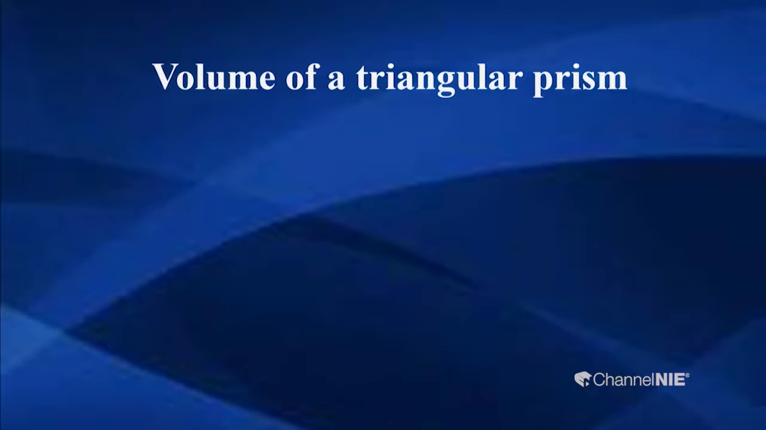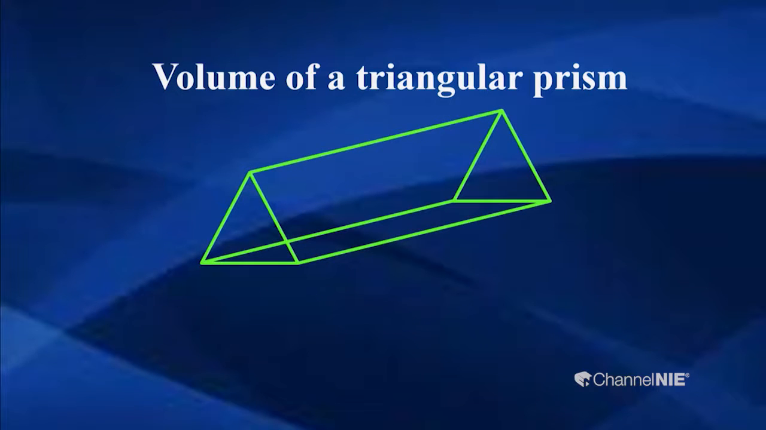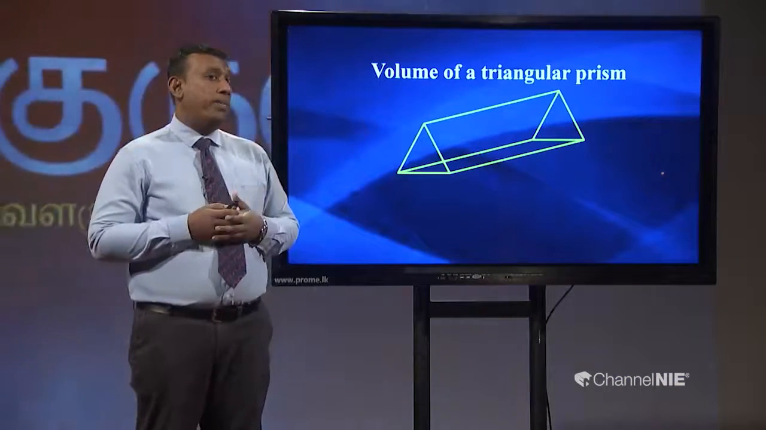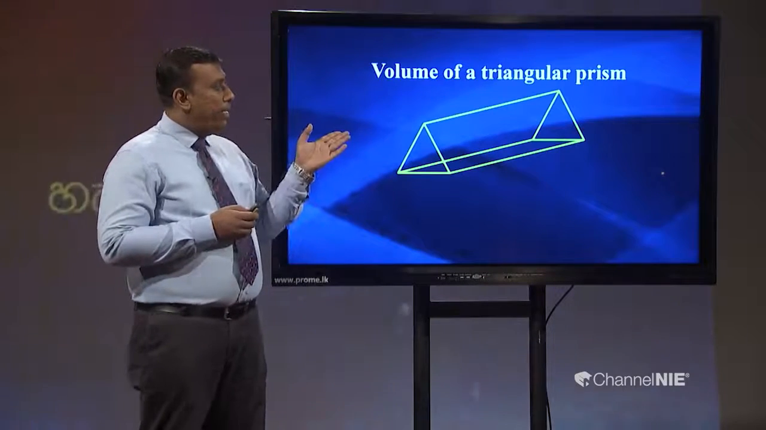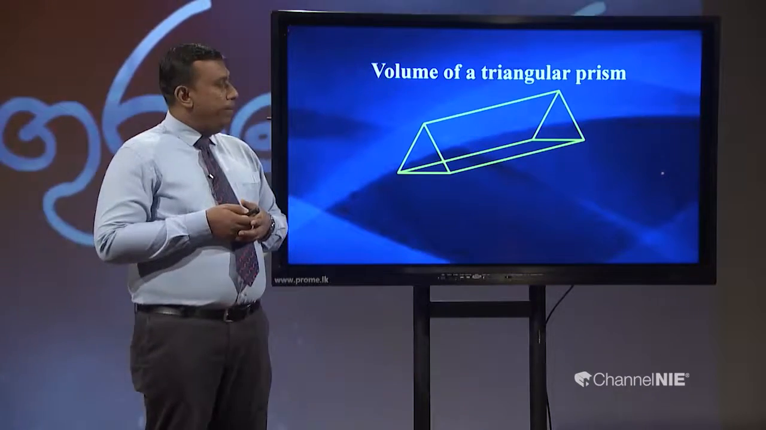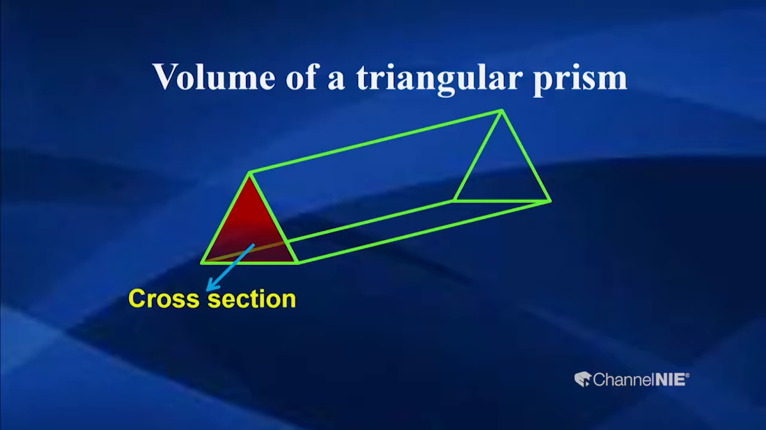Now going to talk about another one. This is also a very important uniform object, which we call the triangular prism. There are different types of prisms, but in our syllabus we have only the triangular prism. Here, considering this triangular part, that is the cross section of this prism. If you can find the area of this triangular part, you can find the volume of this prism. You can see that red part, that is the cross section.